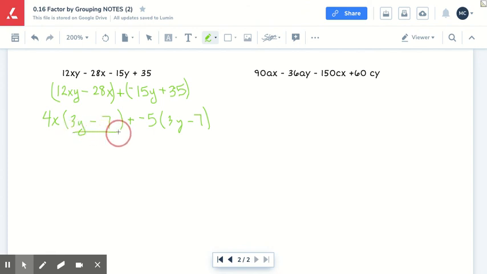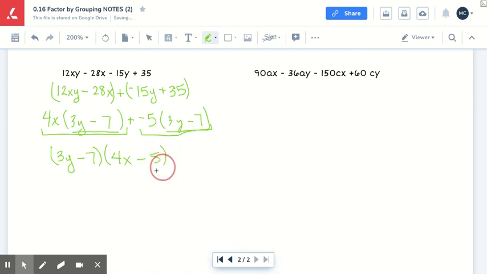Okay, now I need to see if factor by grouping is working. And it only works if the binomials that you come up with here are the same, and they are. So that's going to be our common binomial factor for these 2 big terms. So I'm going to take out a 3y minus 7 from both of them. When I divide each of those things by 3y minus 7, I get 4x plus a negative 5, which I'm just going to write as minus 5. And this one is now done. Okay, so you try the other 2 on there. You can pause the video here and then come back and check and see how you did.